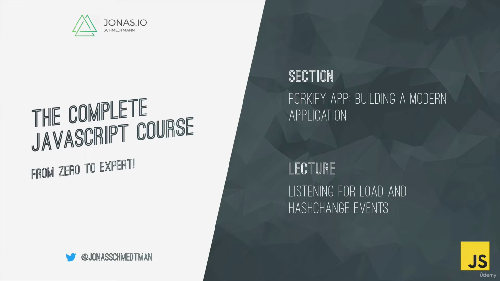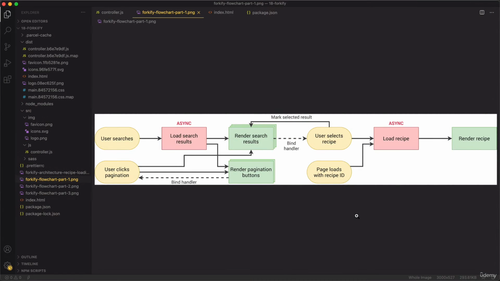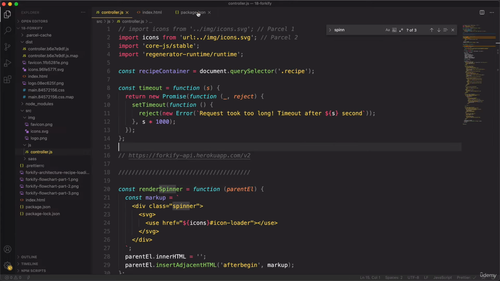Let's now add some event listeners to our application and kind of simulate that we already have some search results in place. And let's start by taking a quick look at our flowchart here. So we already implemented this part here of loading a recipe and also of rendering it. But now in this lecture, we want to also hook up these two event listeners here so that the recipe is actually loaded on one of these two events here. So when the user selects a recipe from the results list or when the page loads with a certain recipe ID. Okay, so let's do that.